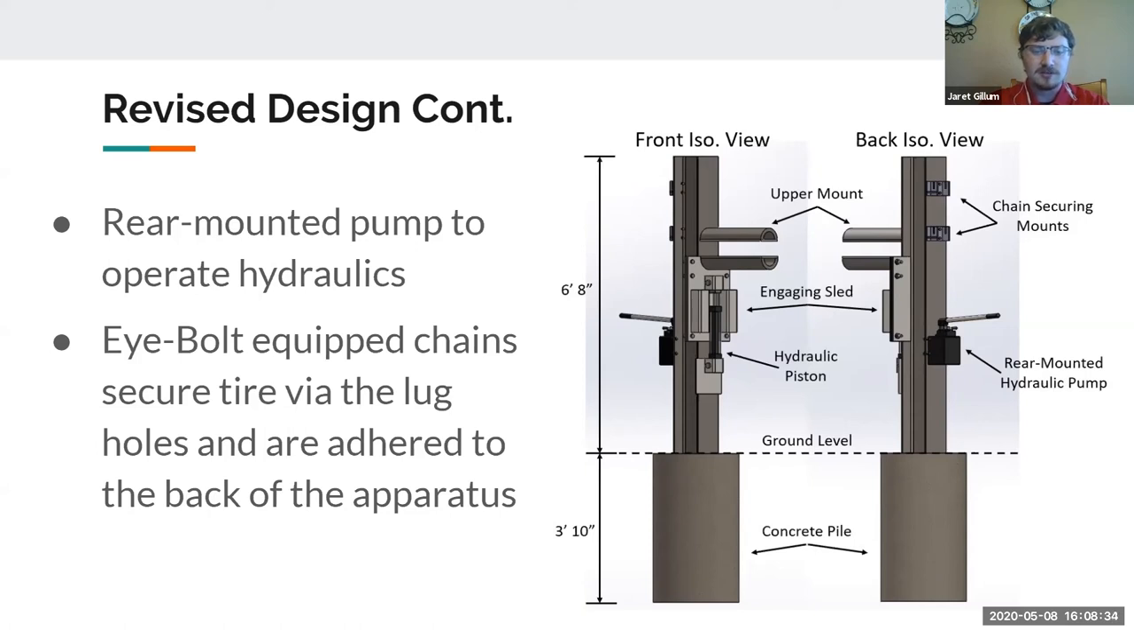We also designed, if you see in the far rightmost picture, chain securing mounts. These were designed in order to secure some chains behind the system. Then we would use eye bolts connected to those chains to go into the lug holes of the system and restrain the rim against the actual I-beam itself.